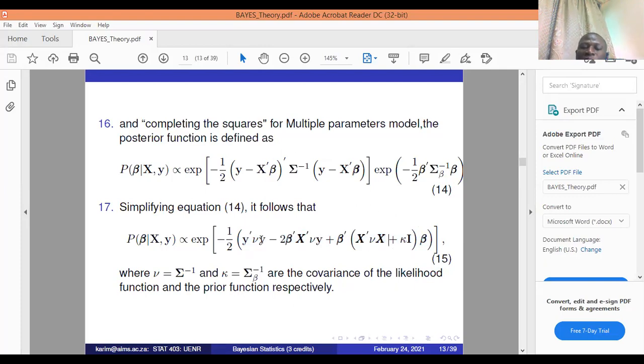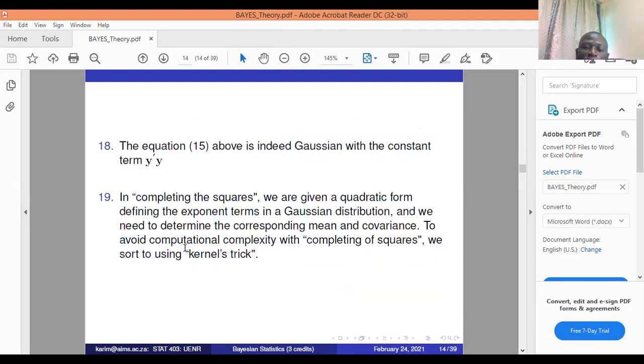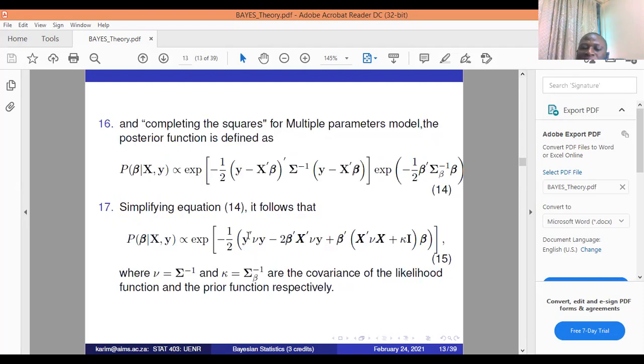Now, how do we find the mean and then the variance here? We are going to use a trick that we use under the normal distribution when we consider just one variable. And the trick is what we call the kernel trick. So we are saying that in completing the squares, remember, y times y is a square.